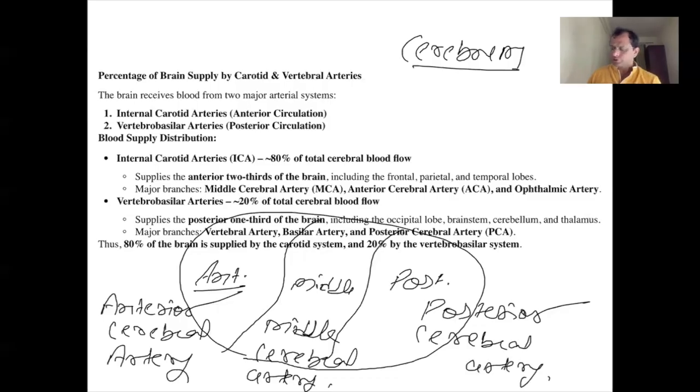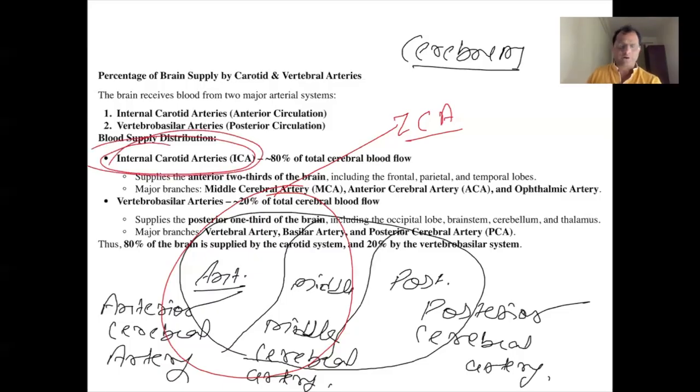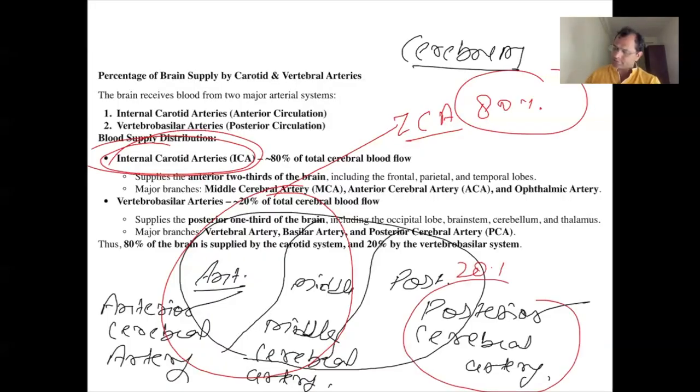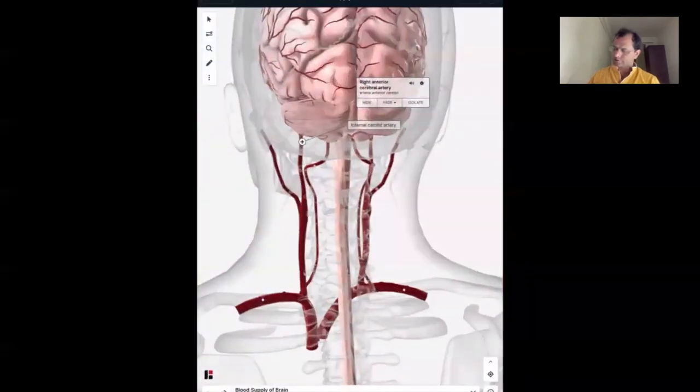Okay, so in this way, the anterior and middle arteries are branches of the internal carotid artery, having 80% of the blood supply. And this posterior part, which has a total of 20% blood supply, is supplied by branches of the vertebral artery, or the vertebrobasilar artery. We will see it in the image. Now I am going to show you the same thing in the image.